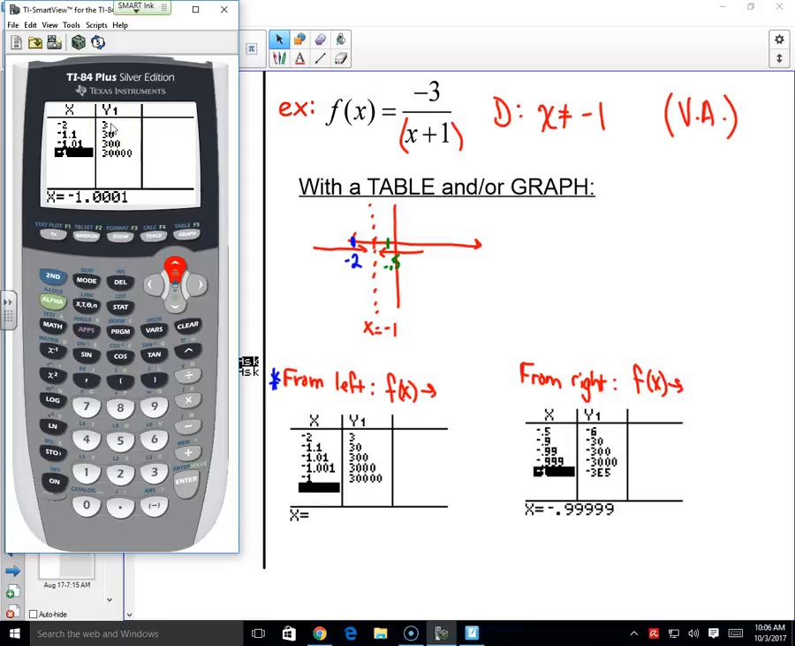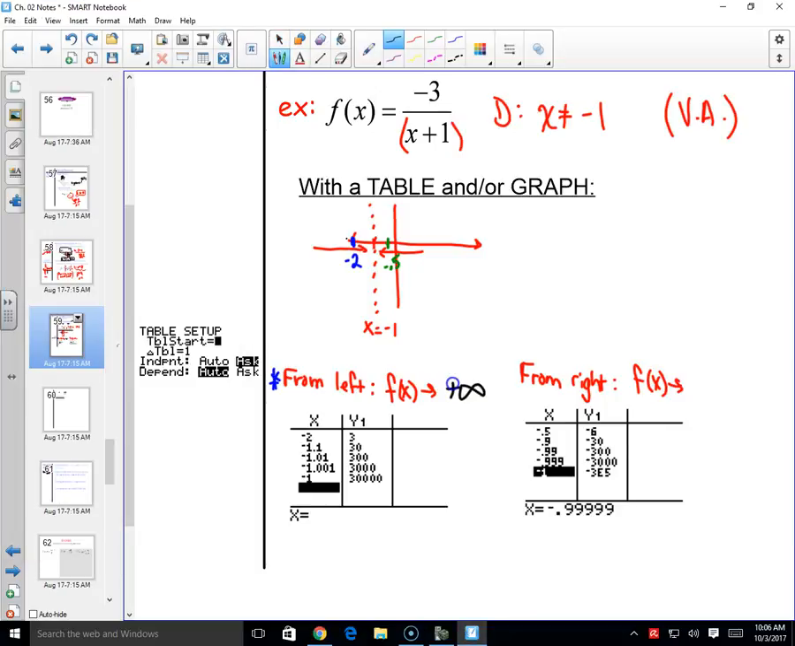Question. If I wanted to answer the question, as I come from the left, at negative 2, it would be at 3. Negative 1.1, it's going to be at 30. Negative 1.0001 is going to be at 300. And negative 1.00000001 is going to be at 30,000. What are my f of x's going towards? Positive infinity. The numbers indicate I'm going up and up and up, from 3 to 30 to 300 to 3,000. Yeah, I'm going up. So my f of x is approaching positive infinity as I come from the left.